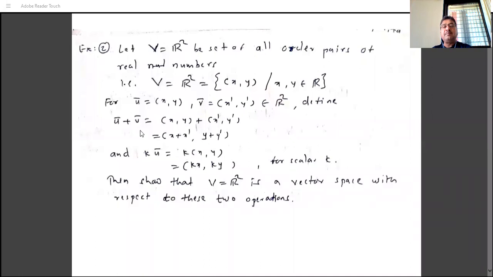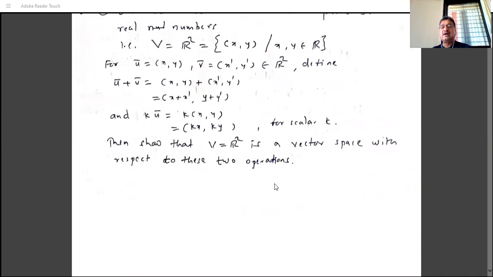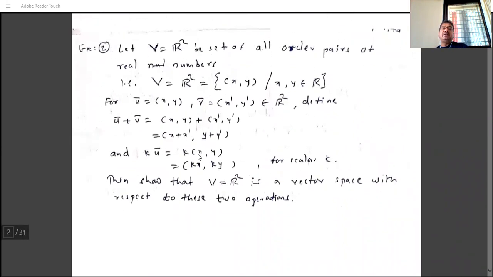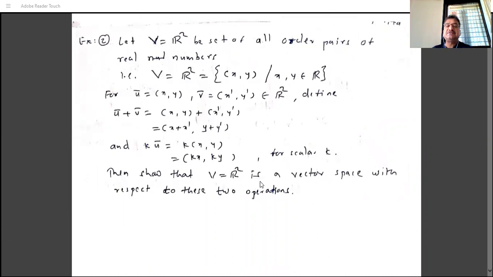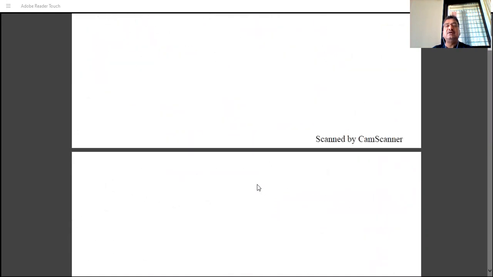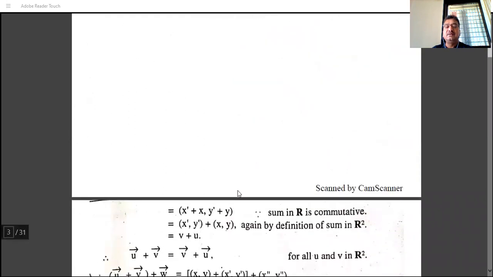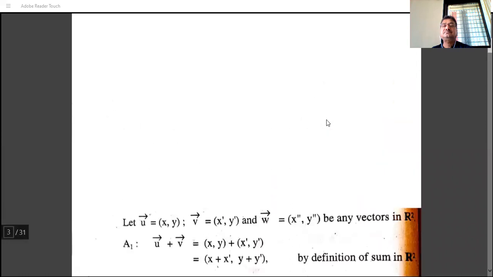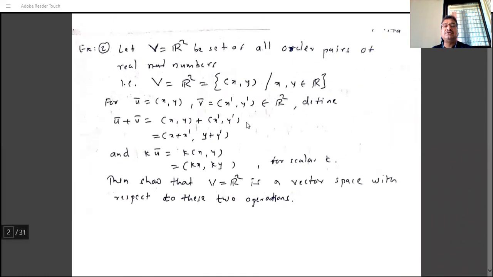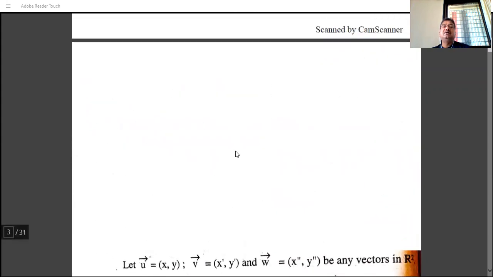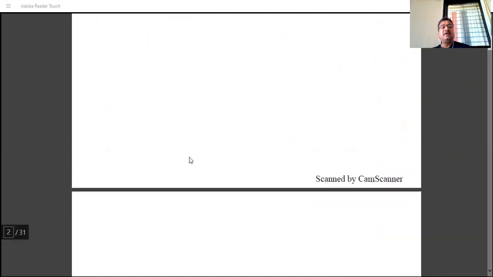With respect to these two operations, V or R square is a vector space. So we show that V is equal to R square is a vector space with respect to these two operations. We just remember that R square with usual addition and usual scalar multiplication is a vector space. The proof of this example is not important as far as the exam is concerned, but for our interest we can give the solution of this example.